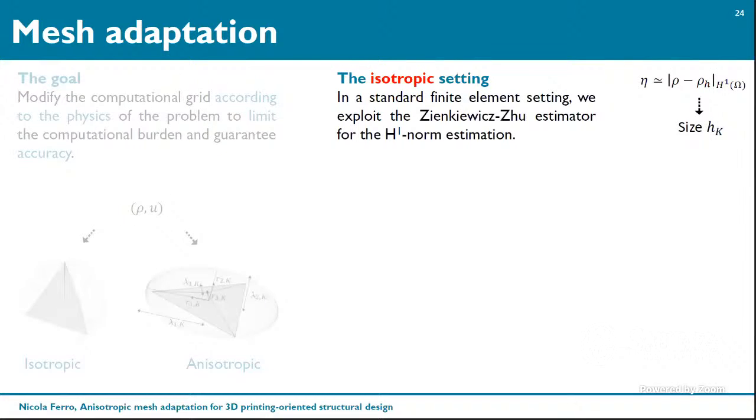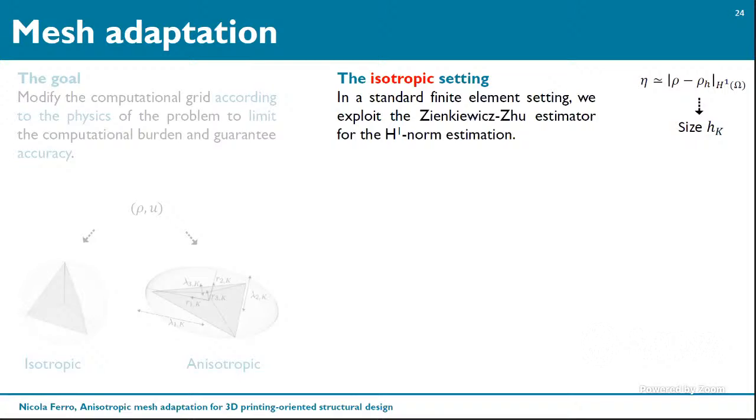Starting with the isotropic setting, which is the starting point of our procedure, we employ a Zienkiewicz-Zhu type estimator for estimating the H1 norm of the discretization error associated with the density variable. Why are we doing so?